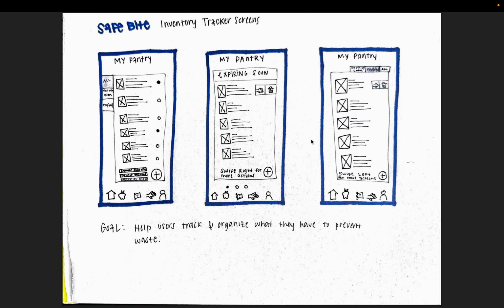For the pantry, I have a different idea as far as the tabs go. I do want to include an all tab where you can just see all of your ingredients, regardless of whether they might be expiring soon or they did expire.